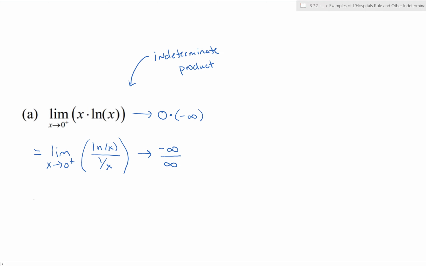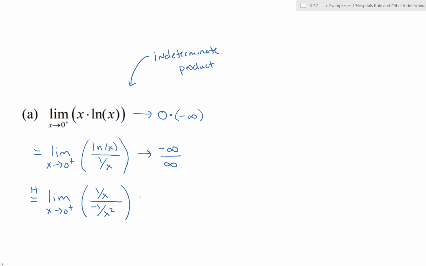From here, we can go ahead and apply L'Hospital's rule and get that this is the same as the limit as x goes to 0 from the right of the derivative of the natural log of x, which is 1 divided by x, divided by the derivative of 1 over x, which is the same as the derivative of x to the negative 1, which is negative 1 divided by x squared.